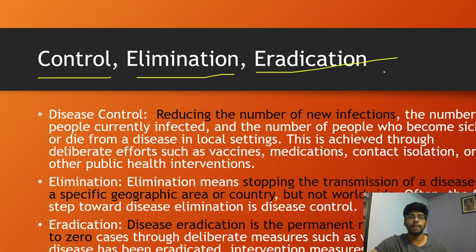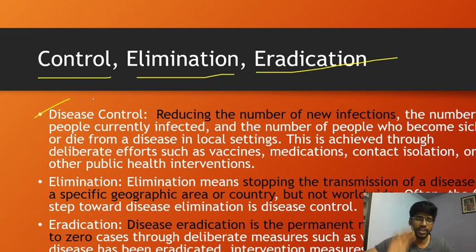The next one, for the examination perspective: what is control, what is elimination, what is eradication, right? Because they ask which of the following statements are true: smallpox has been eliminated, or smallpox has been eradicated, or HIV is being controlled, corona is being controlled, right? So what do you mean by control, elimination and eradication? To understand this, I have put this slide. The first one, disease control.